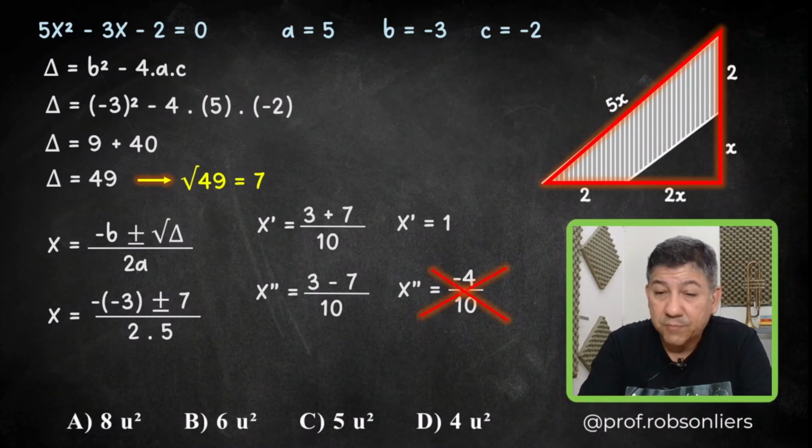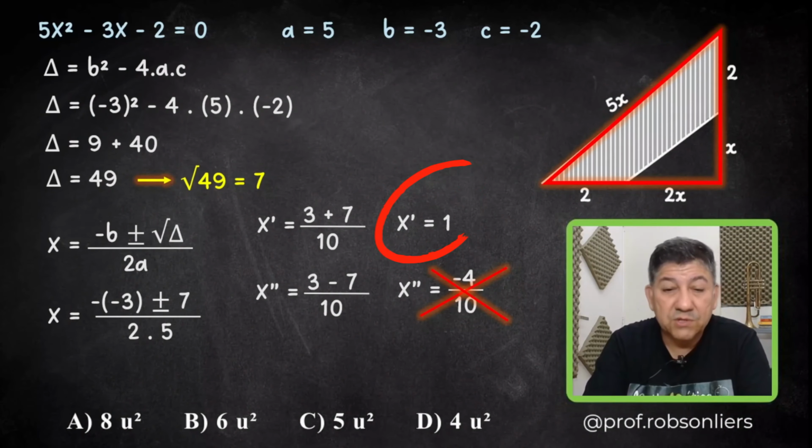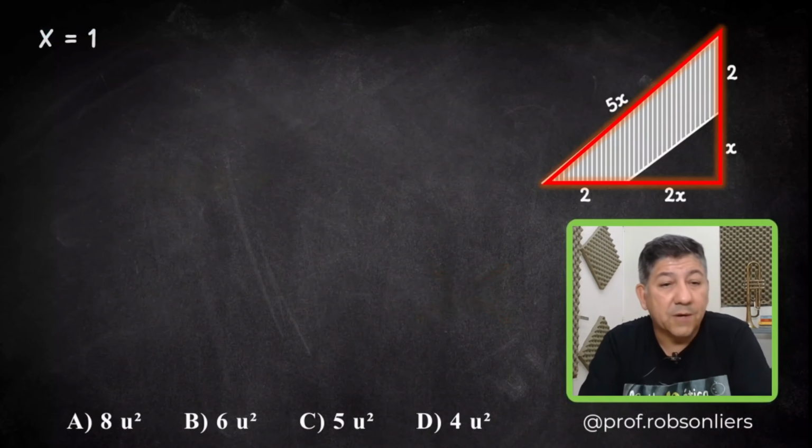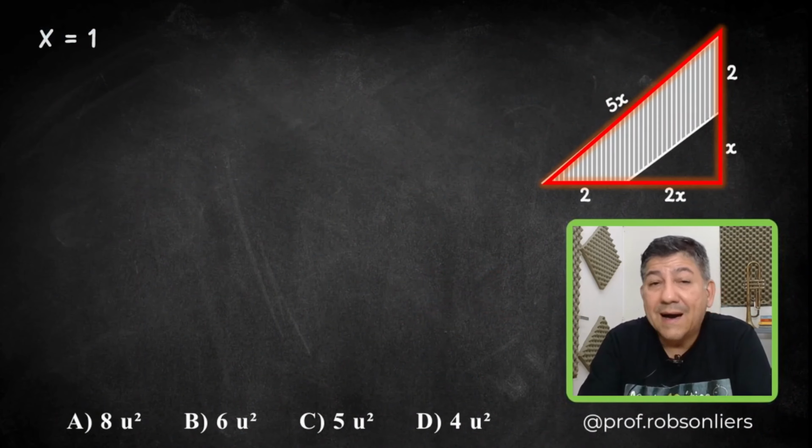Why doesn't it work? Because we're dealing with the sides of a triangle. There's no negative side of a triangle. There's no negative distance. So this value doesn't work for us. What works for us is x equals 1, all right? Take a screenshot if you want, because I'm going to clear the board. Since we've already found the value of x, I'll write it down here. X equals 1.